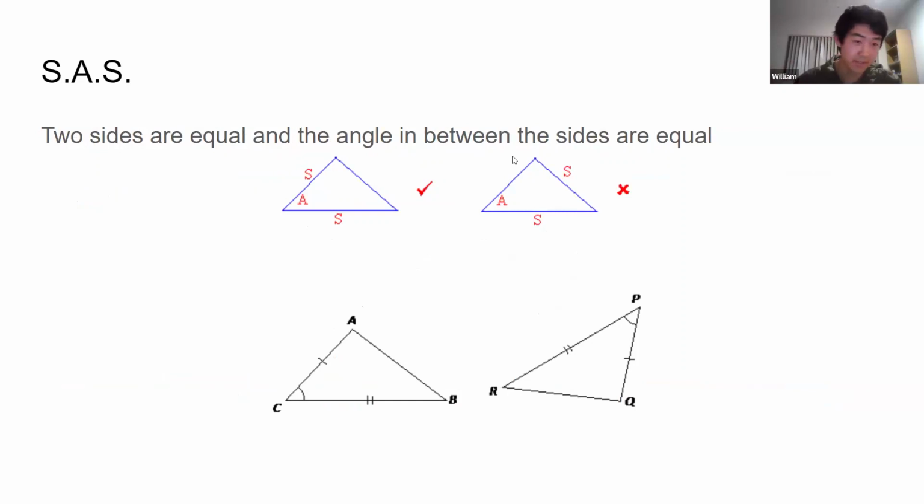Okay, so the last condition is SAS. SAS means side, angle, side.